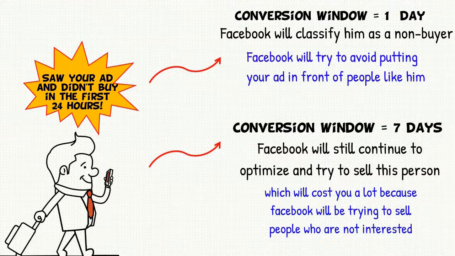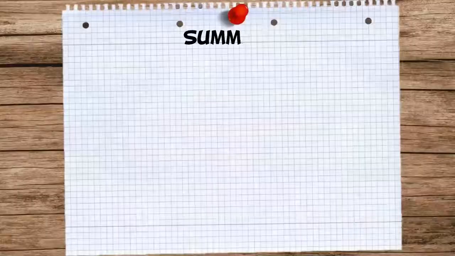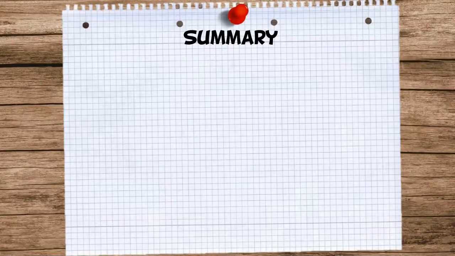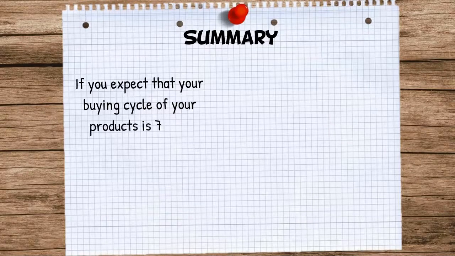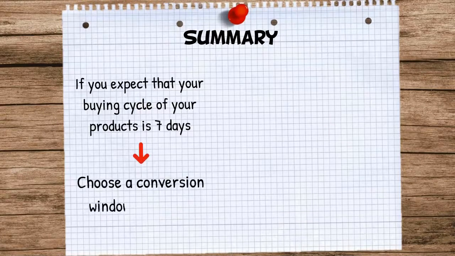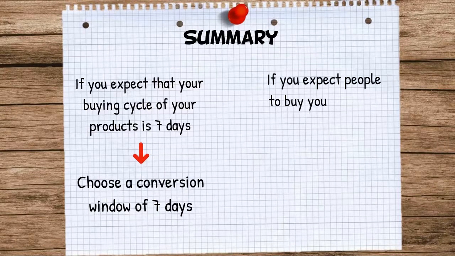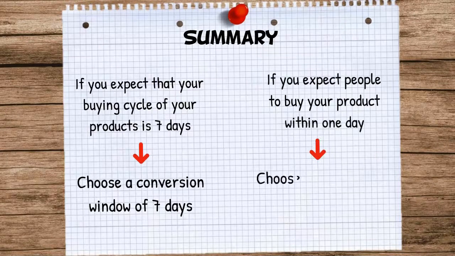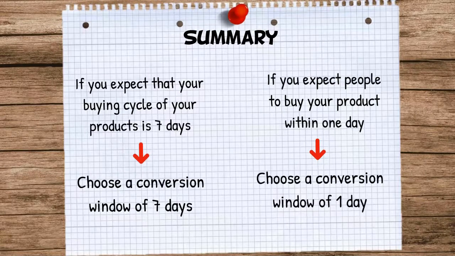So let me sum up everything. I know you might be a little bit overwhelmed with all this information. If you think that the buying cycle of your products is 7 days, then you choose a conversion window of 7 days. If you expect people to buy your product within 1 day, then you choose a conversion window of 1 day. And if you don't know exactly, all you have to do is to split test. You run 2 ad sets with 2 different conversion windows and you see which one performs better.